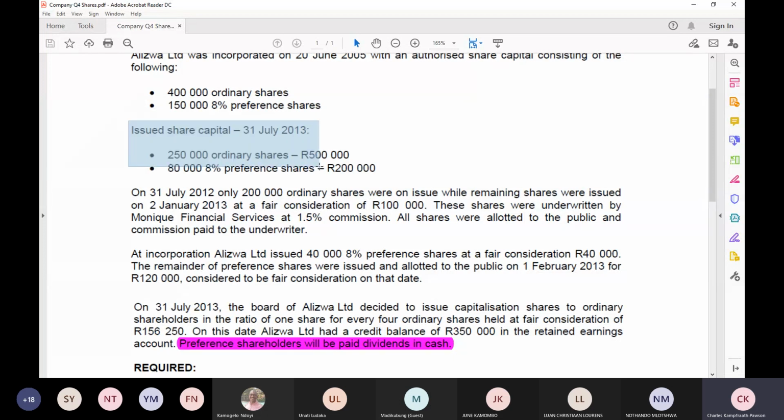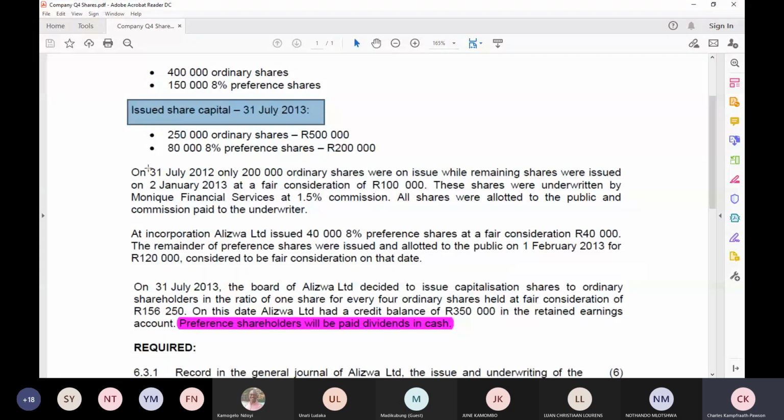And then it says issued share capital: 250,000 ordinary shares and 80,000 8% preference shares. On the 31st of July 2012, only 200,000 ordinary shares were on issue, while remaining shares were issued on the 2nd of January 2013 at a fair consideration of 100,000. These shares were underwritten by Monique Financial Services at 1.5% commission. All shares were allotted to the public and commission paid to the underwriter.